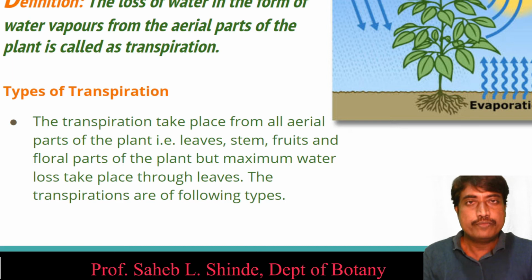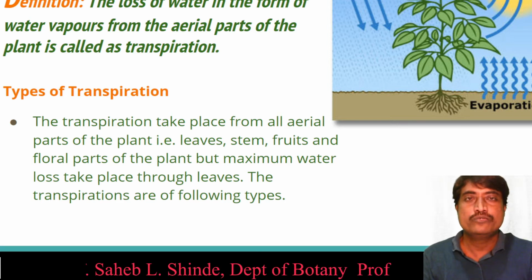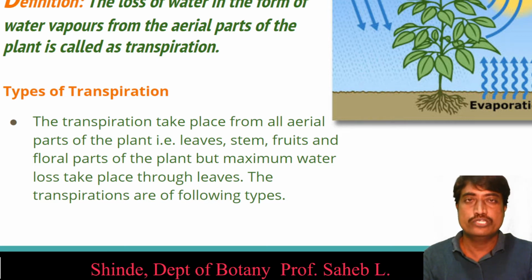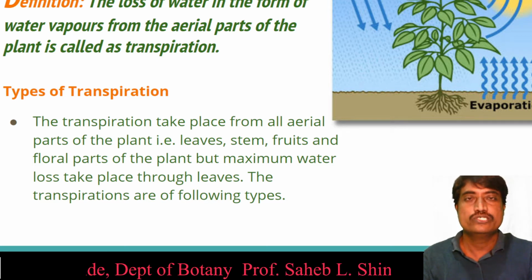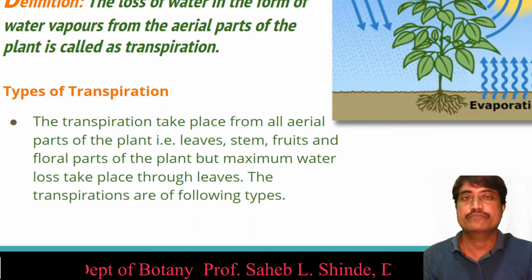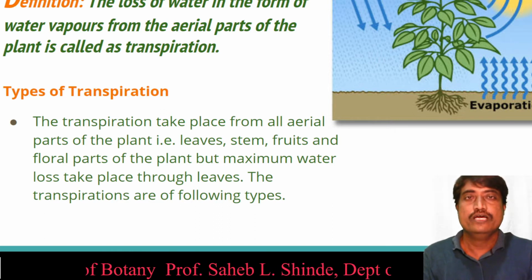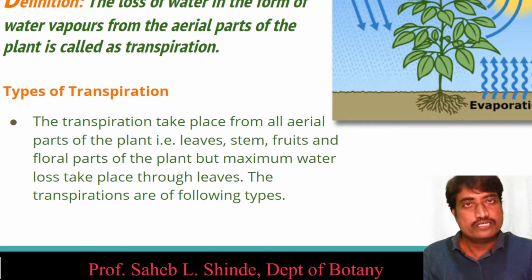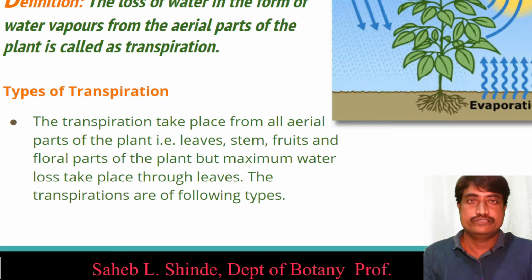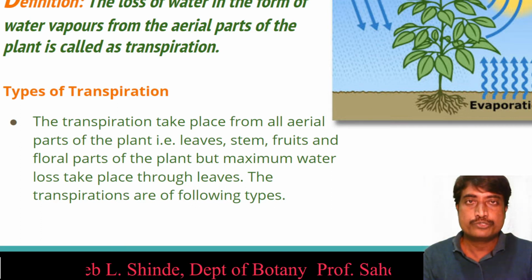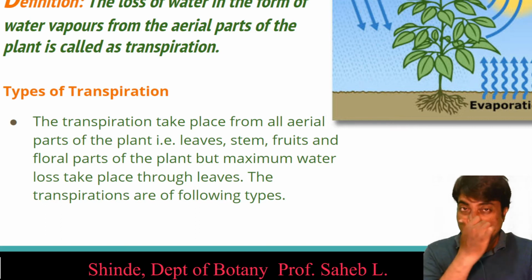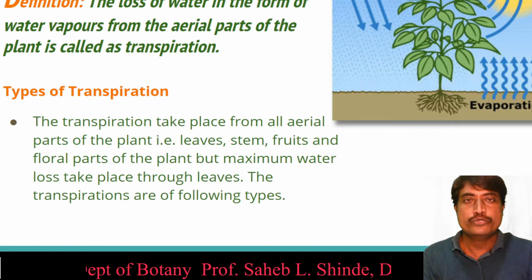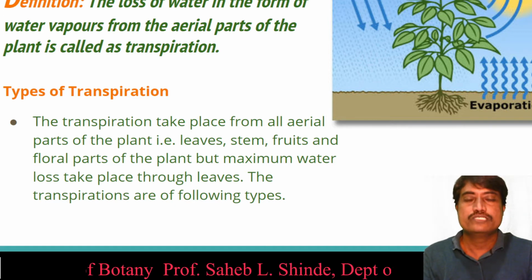All the green parts of the plant have special pores called stomata. Stomata are present on the leaves, on petioles, and on herbaceous stem, that is, the green stem. Now, the loss of water that takes place through the stomata is called stomatal transpiration, and this is the major process of transpiration. Two other types are also there. One by one we are going to see the types of transpiration.